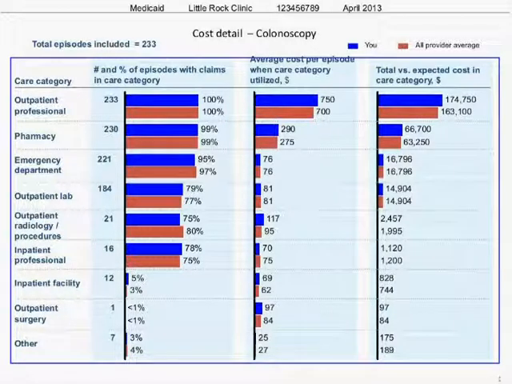The glossary of terms will still be in the reports, as well as the detailed reports that show all beneficiaries included in the episodes, broken down by number of claims and cost categories. The beneficiaries excluded from the episode will not be included in the detailed report.